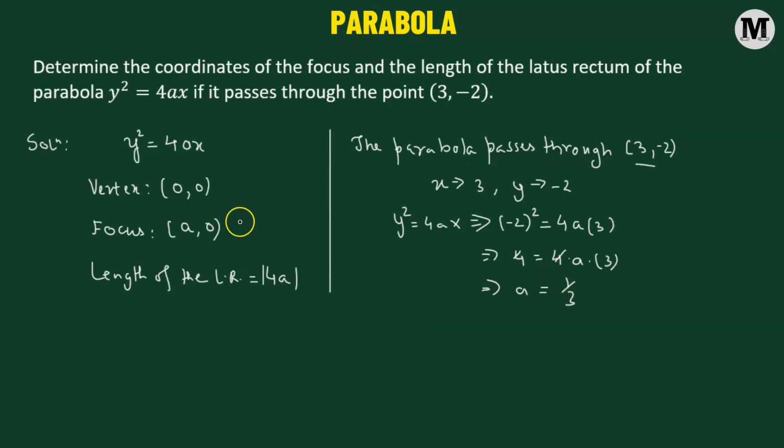Now that means we can now define the coordinates of the focus. So the coordinates of the focus of the parabola is going to be (1/3, 0), and the length of the latus rectum of the parabola is going to be the absolute value of 4 over 3, or simply 4 over 3 units.